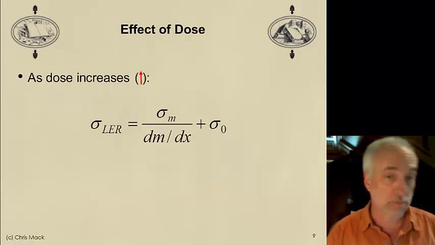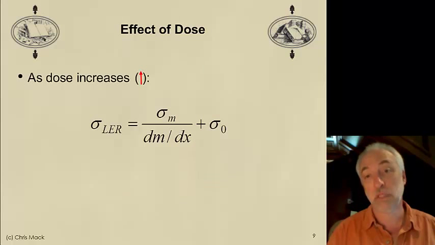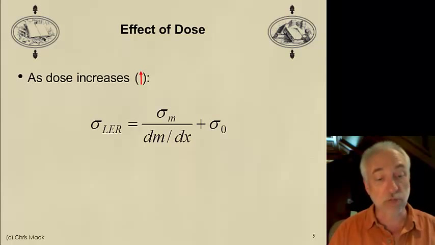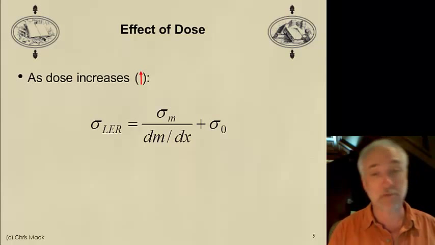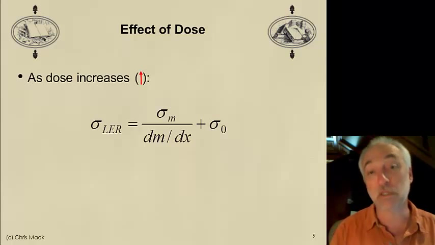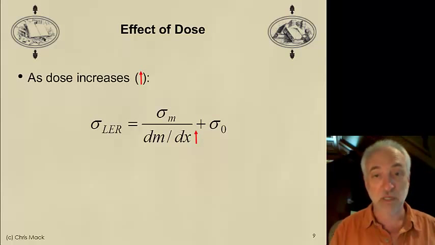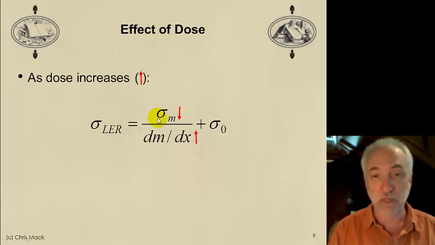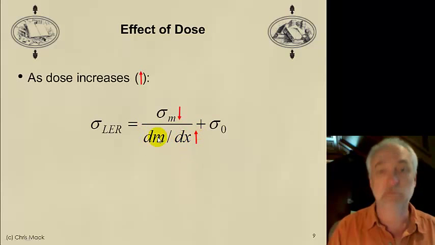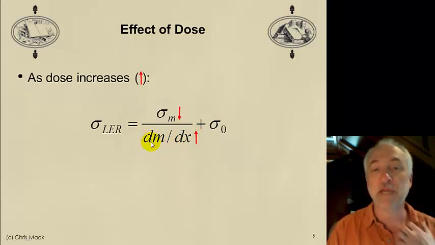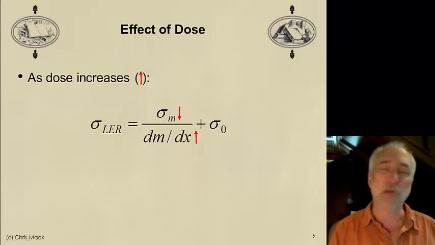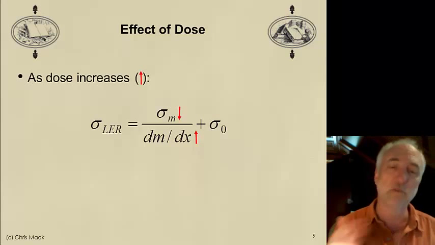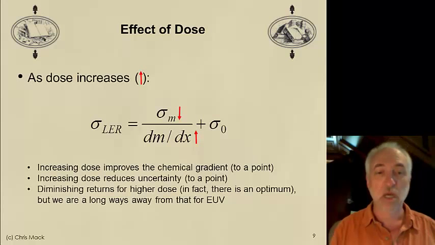What about dose? If we increase the exposure dose, we increase the number of photons. That increases the number of acids that are generated. That decreases the shot noise. So we'd expect the shot noise to cause this uncertainty to go down as I increase the dose. But interestingly, a topic we haven't really talked about, if I increase the dose, I actually make the gradient go up to a point. To a point. There's in fact an optimum dose.